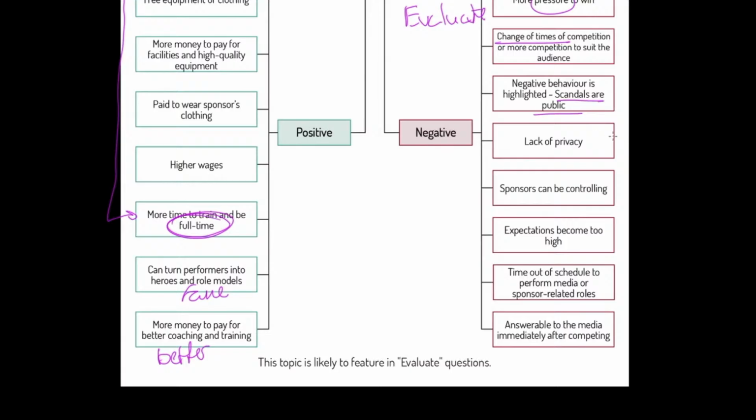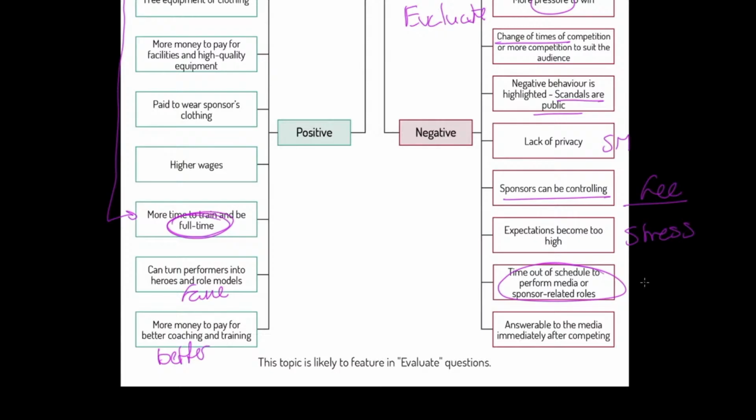There's a lack of privacy, especially with social media involvement. Sponsors can be controlling, they can take your time, they can tell you what to do for a fee. Obviously, people are being paid, expectations become too high, and people experience stress, anxiety, depression, and scheduled performance-related roles. You stop training. I often think about combat performers: they have all kinds of interviews and press shows, and they're often cutting weight, and they're about to go into a physical battle.